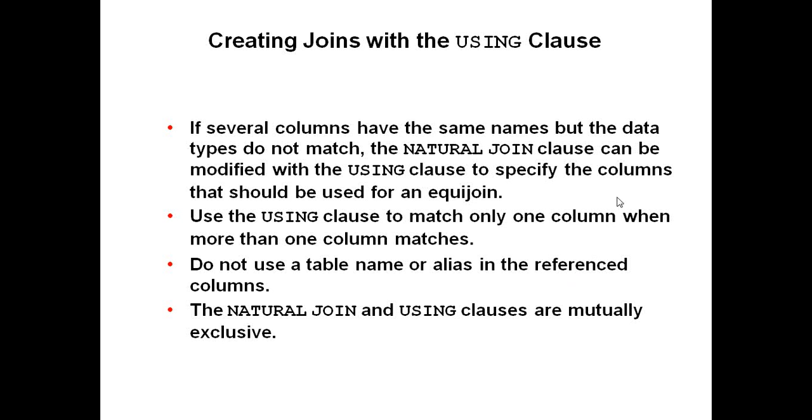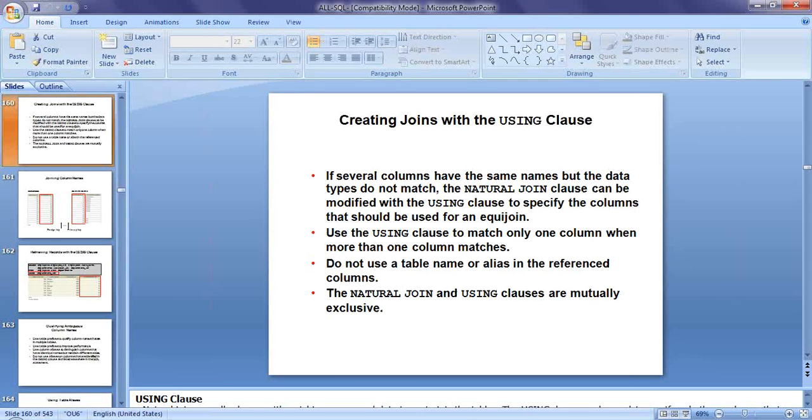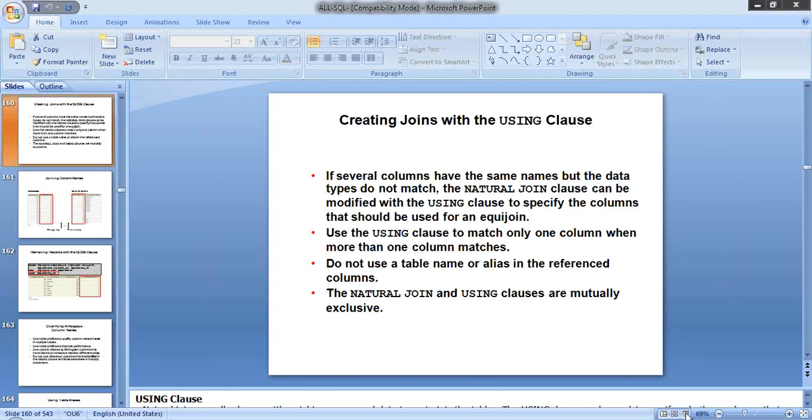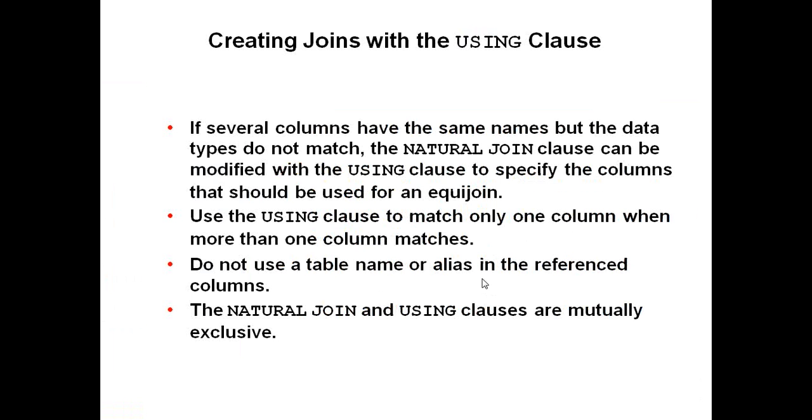What it means is, suppose you have two or more columns that are common between two tables, and let's say the data types are not matching. Suppose you have a column gender. In one table the gender was declared as char 1, in another table the same gender is declared as varchar2. So even though the name of the column is the same in both tables, the data types are not matching.